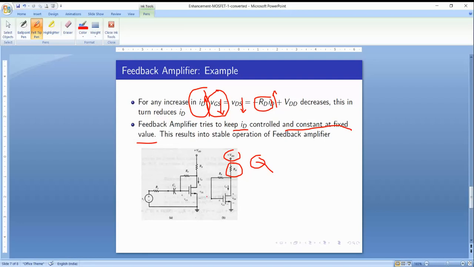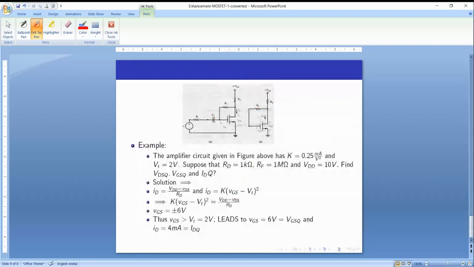This results in stable operation of the feedback amplifier. So by connecting the gate to the drain using a feedback resistance RF, we can regulate the increase in ID by decrease in VGS. Since IG is equal to 0, in this case VGS is equal to VDS. Let us solve a small example problem on feedback biasing of enhancement MOSFET. The amplifier circuit is shown in the figure.